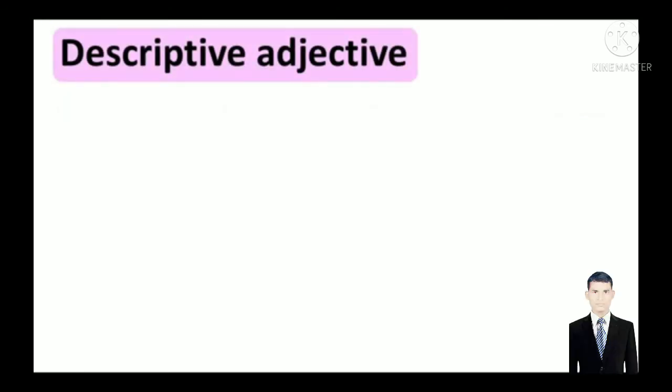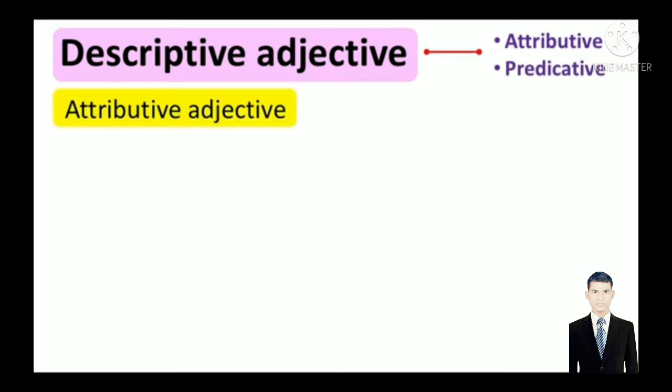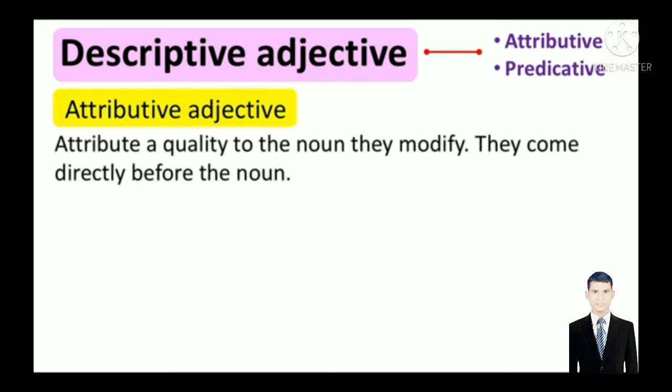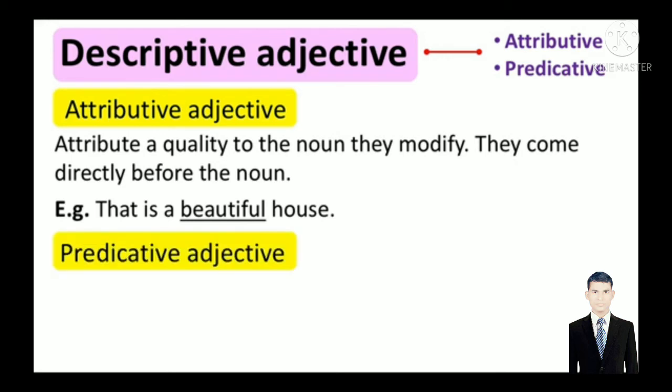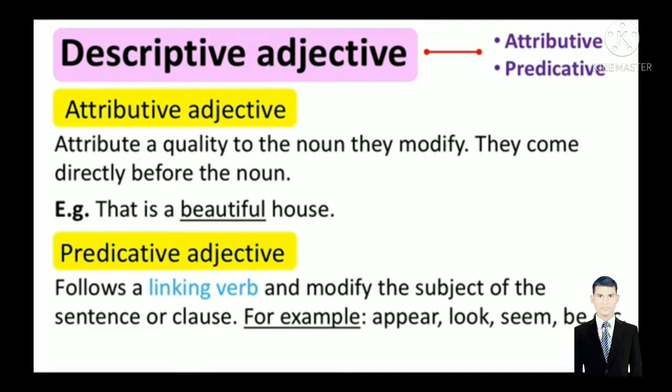Descriptive adjective. We can split this into attributive or predicative adjectives. Attributive adjectives attribute a quality to the noun they modify. They come directly before the noun. For example, that is a beautiful house. Predicative adjectives follow a linking verb and modify the subject of the sentence or clause. A few examples of this include appear, look, seem, be, etc. For example, that house looks expensive. So the linking verb is looks, and expensive is the predicative adjective.